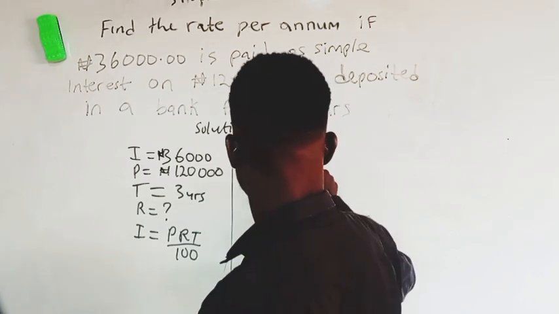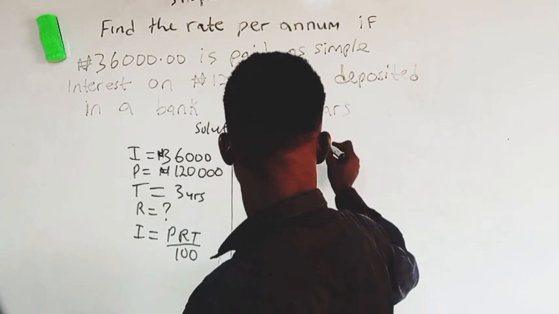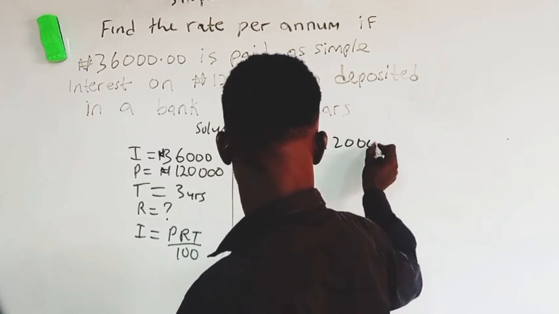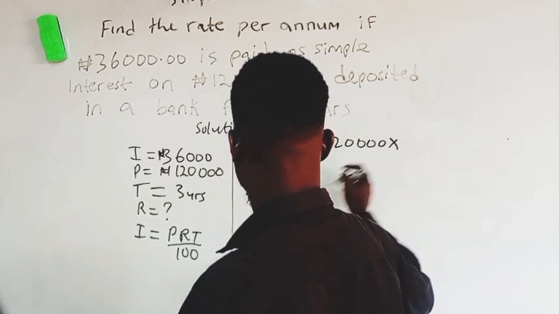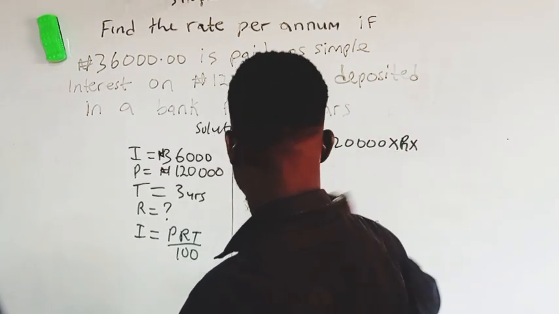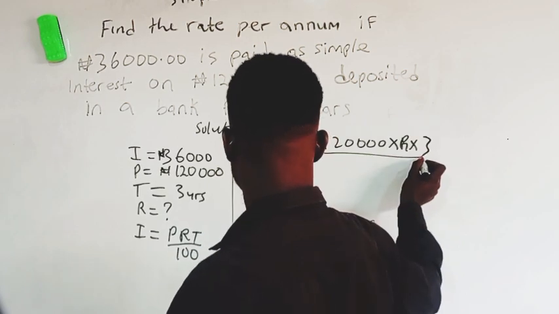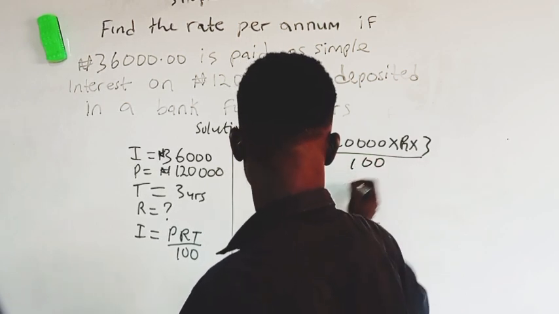This equal sign. Our P is 120,000. Our R was not stated. And our T is 3. Everything over 100.